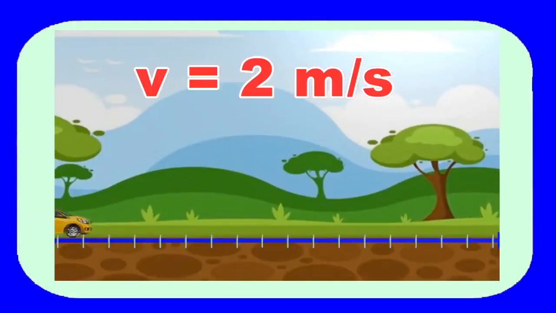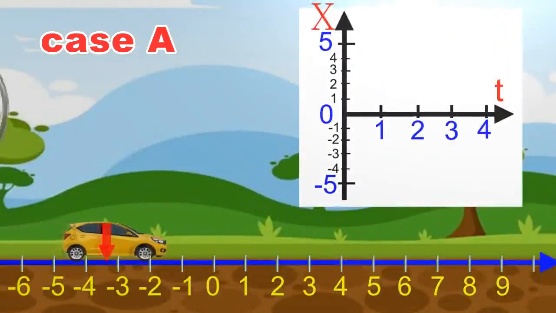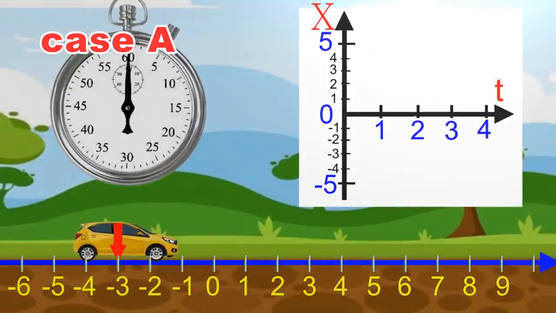Example 1. A car moves at a velocity of 2 meters per second on a straight line in the direction of the coordinate axis. Draw a position time graph in the following case. A. When the person was passing 3 meters before the origin of the coordinates, we turned on the stopwatch.